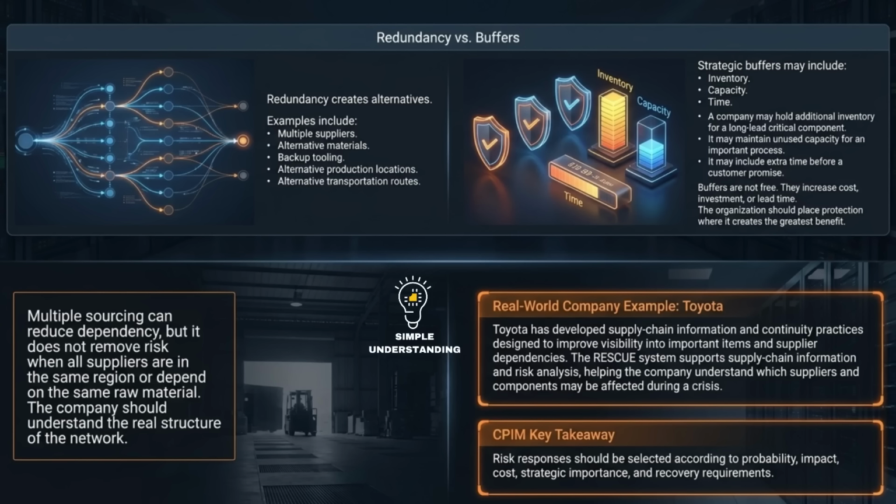Redundancy creates alternatives. Examples include multiple suppliers, alternative materials, backup tooling, alternative production locations, alternative transportation routes. Strategic buffers may include inventory, capacity, time. A company may hold additional inventory for a long lead critical component. It may maintain unused capacity for an important process. It may include extra time before a customer promise.